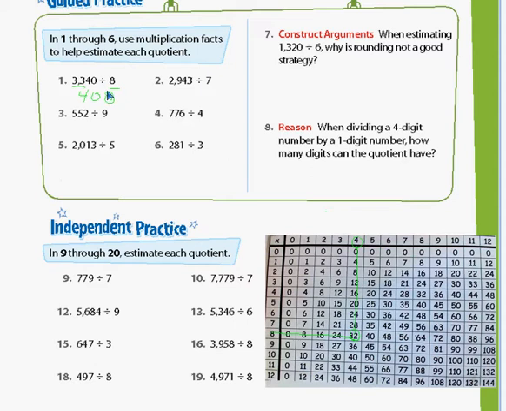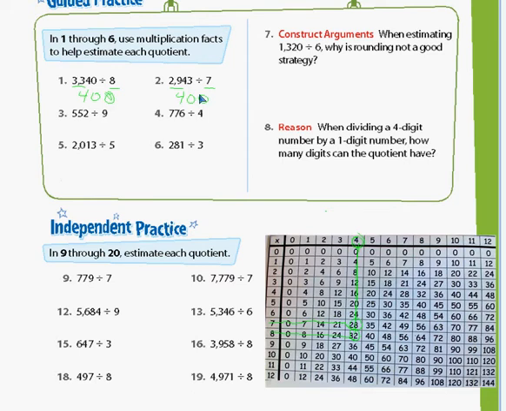Okay, problem number 2. I'm going to take 29. I'm going to divide it by 7. Take 7 on my multiplication chart. I follow it over and I'm going to find a number close to 29, and 28 is really close. So that's 4 again. So we put 4 under the 29. I got 2 more place values to account for there. So that's about 400.